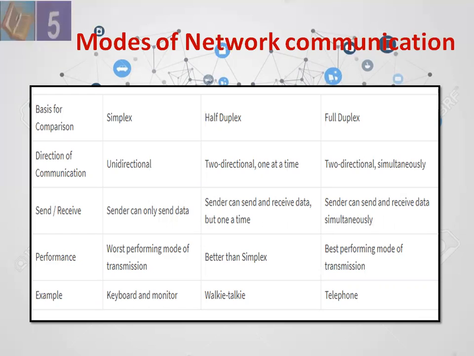Sender and receiver both can send and receive data, but one at a time. Full duplex, the sender can send and receive data simultaneously. Performance: simplex is the worst performing mode of transmission. Half duplex is better than simplex, and full duplex is the best performing mode of transmission. Example: the simplex example is keyboard and monitor, in half duplex, walkie-talkie, and in full duplex it is telephone. So this is a comparison between three modes: simplex, half duplex, and full duplex.